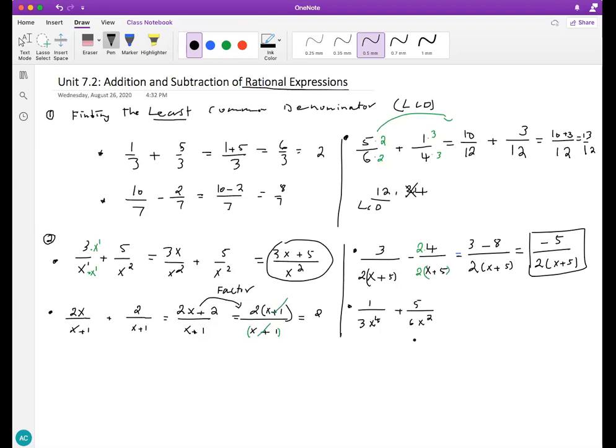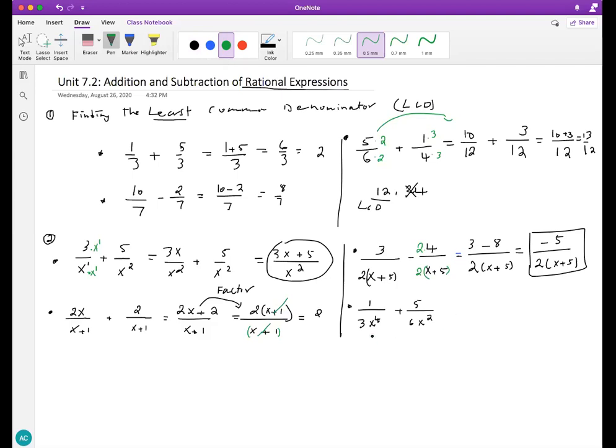Here's another example. This one is a little bit tricky. So we're trying to add two fractions. And again, always look at the denominator. It's not the same, so you can't add right away. We have to try to make these the same. There's got to be a way to find an LCD before we can add the two fractions.